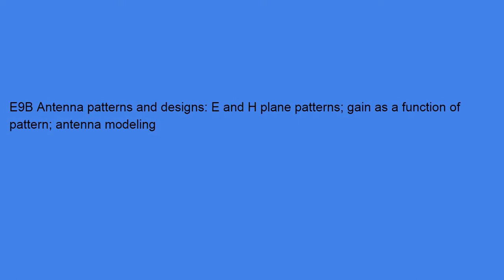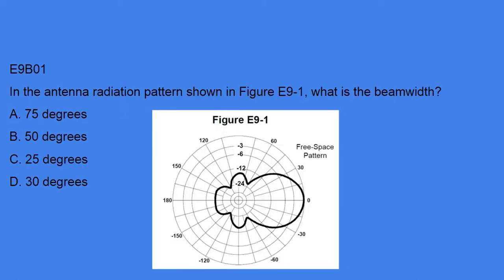E9B covers antenna patterns and designs. E and H plane patterns, gain as a function of pattern and antenna modeling. E9B01, in the antenna radiation pattern shown in figure E9-1, what is the beam width? That answer is 50 degrees.